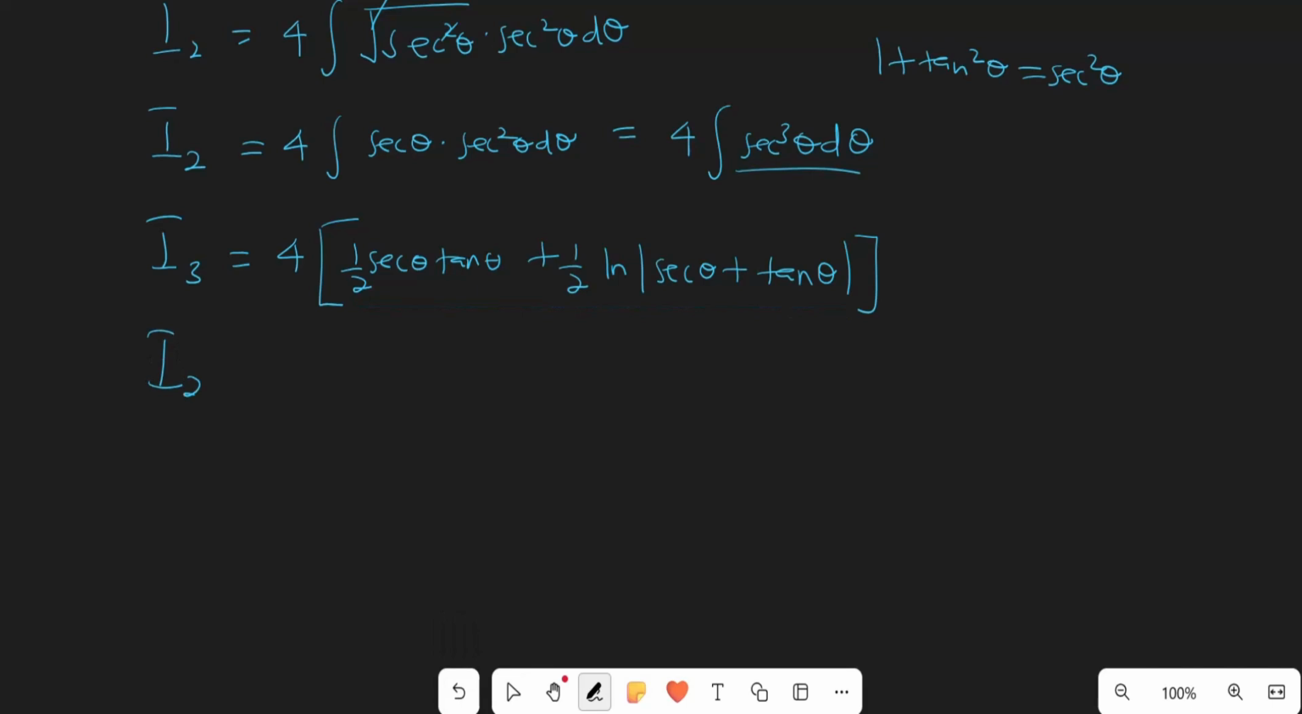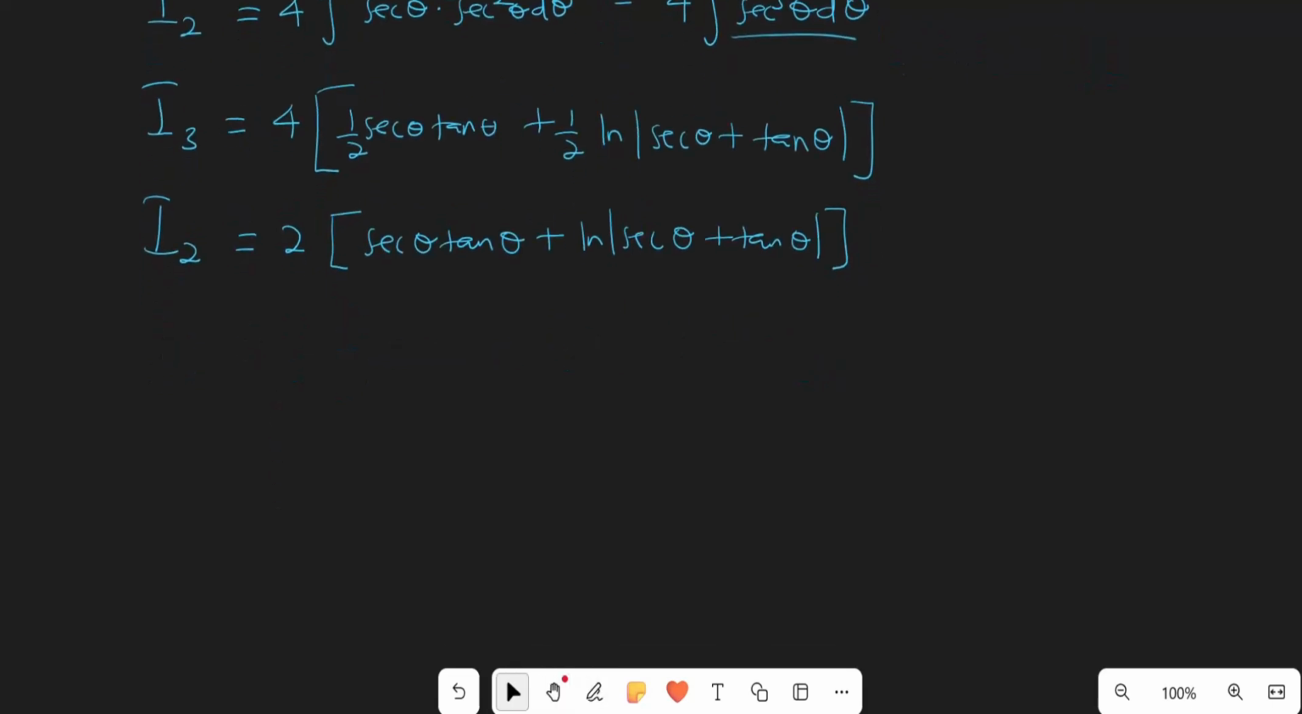And now 1/2 is common, you can factorize that out and multiply the 4, that gives you 2, and then we have secant of theta tangent of theta plus the ln of the absolute value of secant of theta plus the tangent of theta.